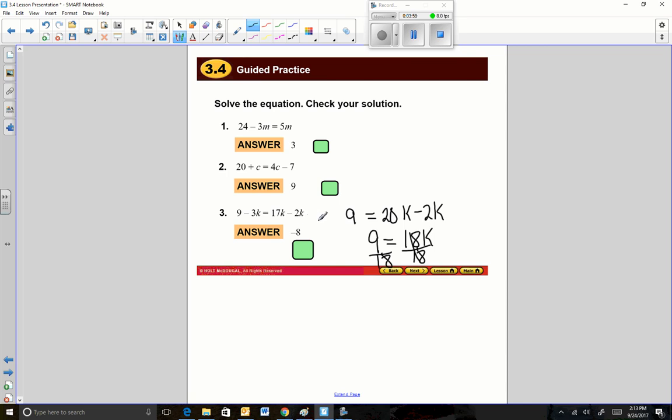The book made a mistake. It should be k equals 9 over 18, which is the same thing as 1/2. So it should be 1/2. All right, just goes to show you, sometimes the publisher even makes mistakes.